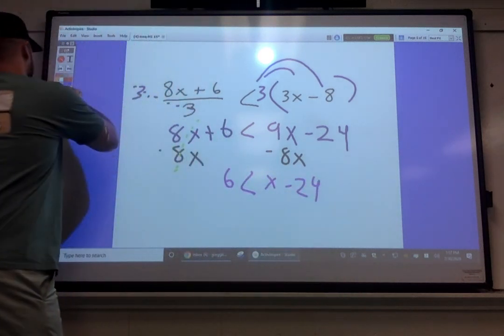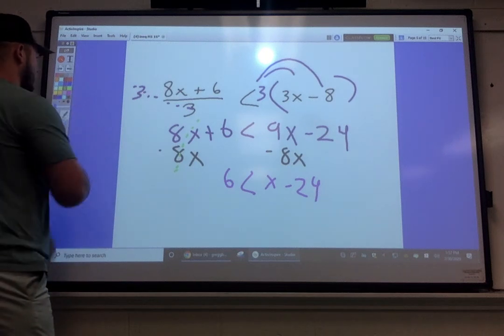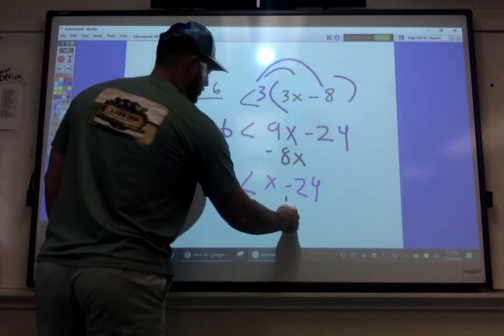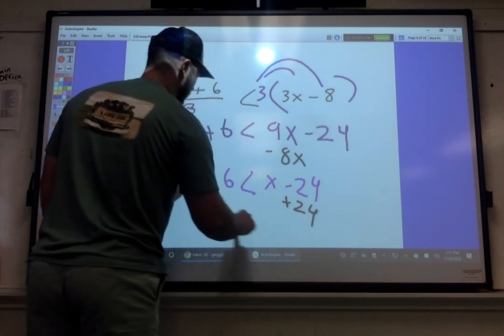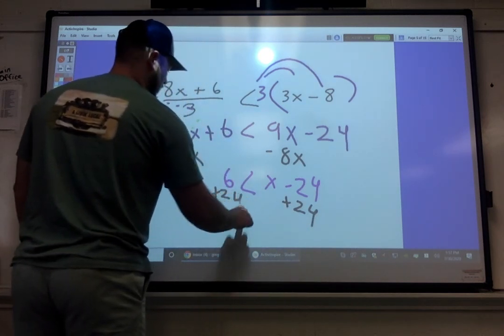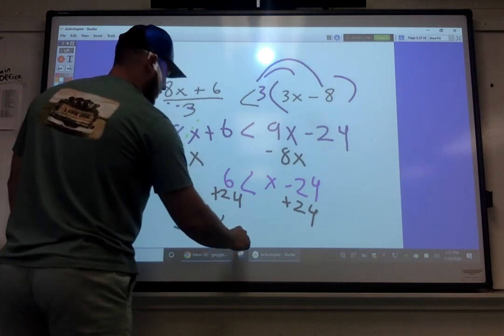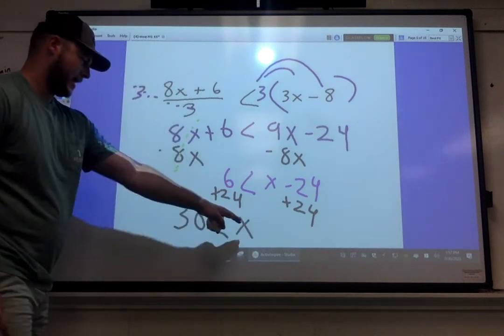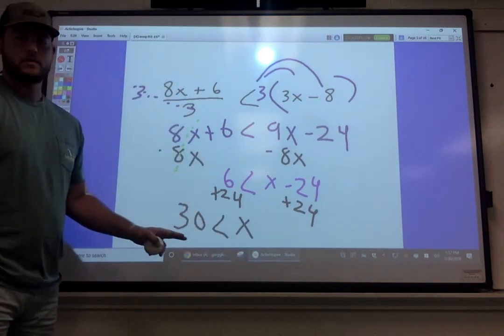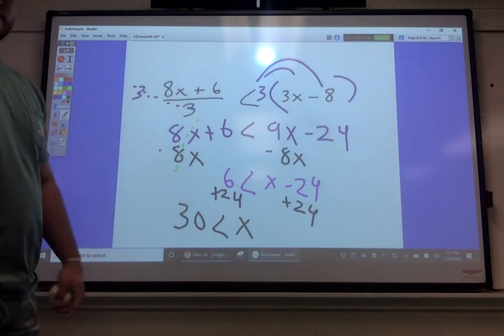Now we've just got a one-step equation here. I'm going to add my 24 back to the other side. So now I've got 30 over here, and my x is on the right. I'm going to read that as x is greater than 30. X is greater than 30. Right?